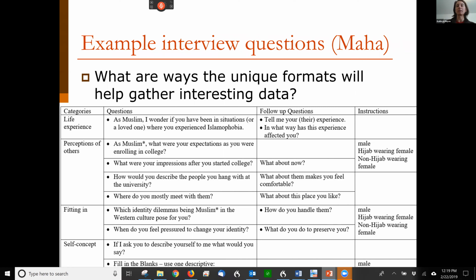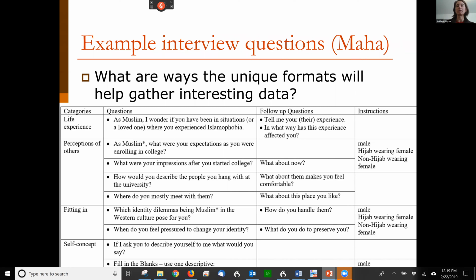This question here, how would you describe the people you hang out with at the university? So this is almost like a tour question. It's very open-ended. It can describe all the different kinds of people. And then I love this, what about them makes you feel comfortable? So really, again, because Maha's goal is to really get at the experiences and perceptions of these students, these are excellent questions.